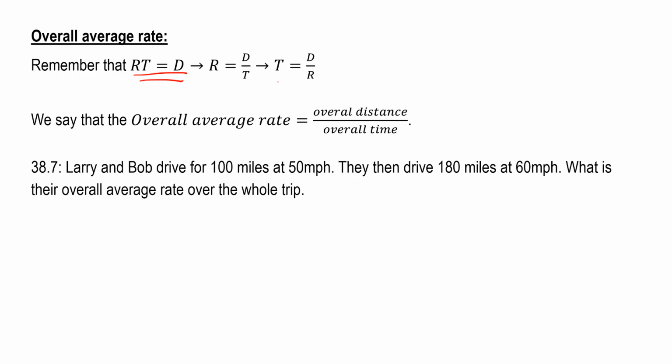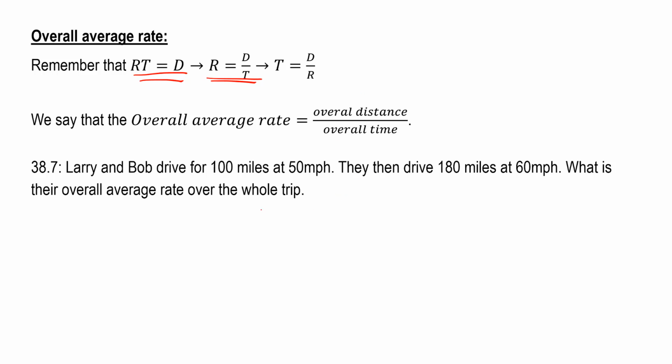So the overall average rate of a trip or some situation is going to be the overall distance divided by the overall time. So overall average rate is the overall distance divided by the overall time. So Larry and Bob drive for 100 miles at 50 miles per hour. They then drive 180 miles at 60 miles per hour. What is their overall average rate for the whole trip?